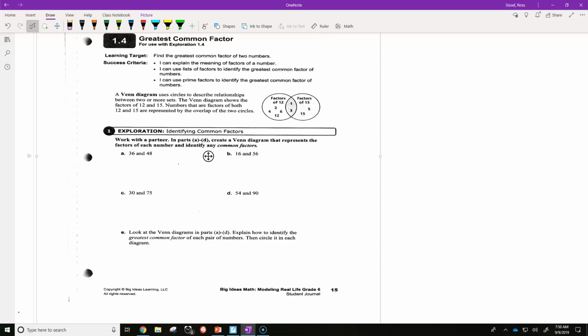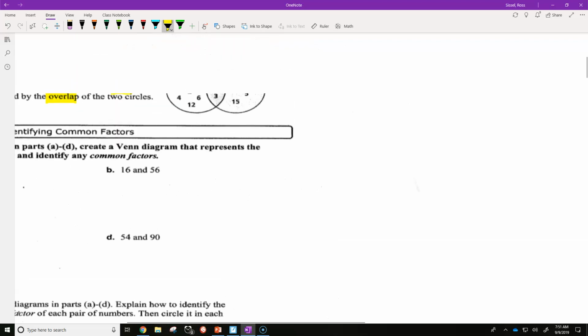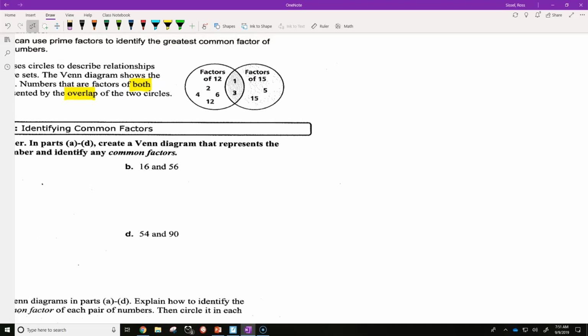It says a Venn diagram right here uses circles to describe relationships between two or more sets. A Venn diagram shows the factors of 12 and 15. Numbers that are factors in both 12 and 15 are represented by the overlap. If you have ever messed with a Venn diagram, we use Venn diagrams a lot in reading.